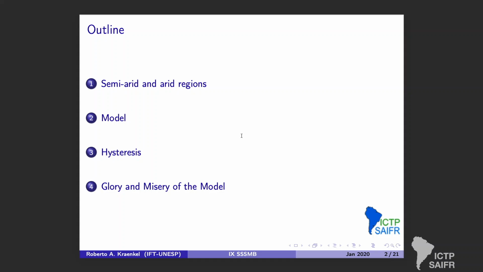So, today we will explore a certain kind of model, which is actually a very simple one, which is about the dynamics of vegetation in semi-arid places.